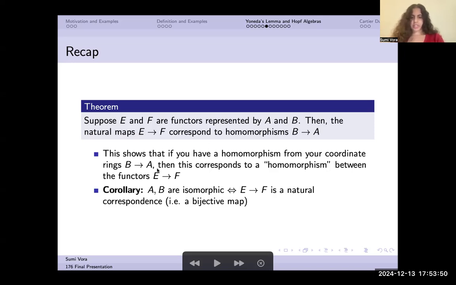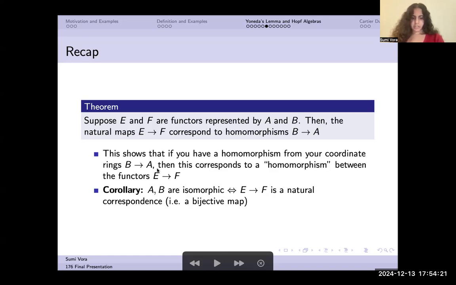And as a corollary, you can show that the only time you get isomorphic functors, i.e. isomorphic group schemes, is when you have isomorphic coordinate rings. And so this, I guess, answers the first two questions we had at the beginning of the section. So we show that the functors themselves preserve algebraic structure, and you do have a one-to-one mapping between your coordinate rings and your functors.